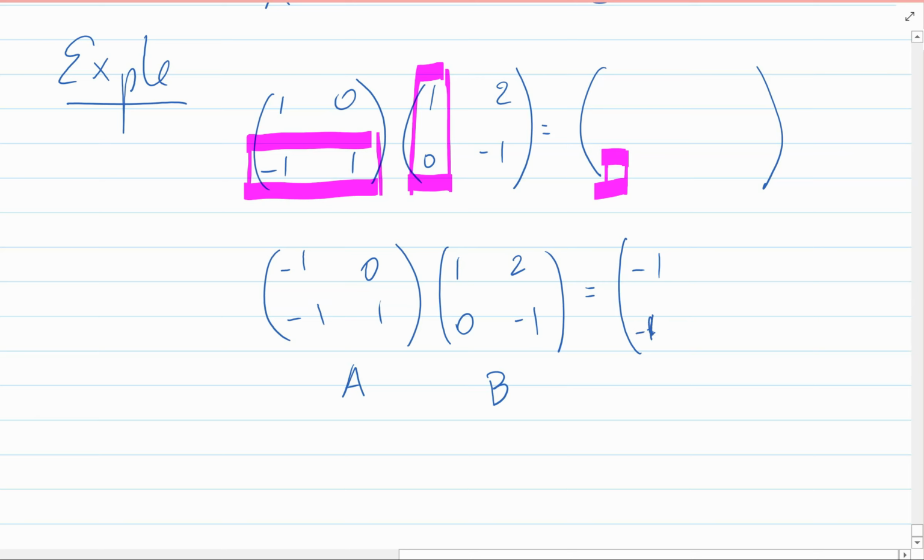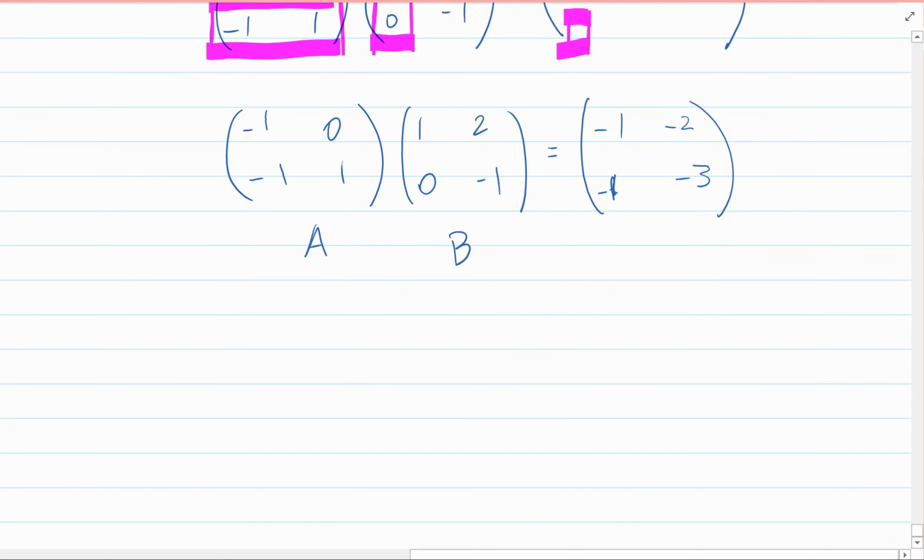Okay. Now we use the second column of B to give me the second column of the product. So we get 2 minus 1 times this. You get minus 2 plus 0, minus 2. 2 minus 1 times the second row of A. 2 times minus 1, minus 2. Minus 1 times 1, minus 1. Add them, minus 3. So this is the product between these two matrices.